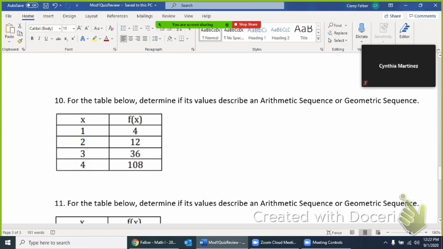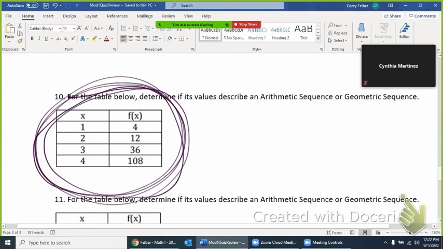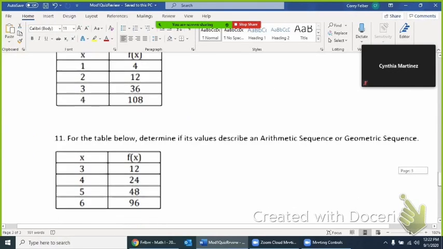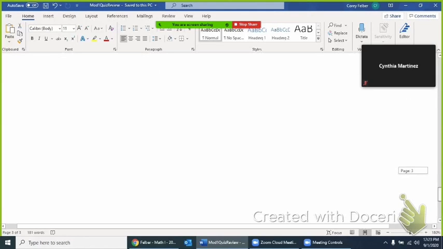All right, so here we have another table. Determine if it's arithmetic or geometric. So is it adding, subtracting? Is it multiplying, dividing? That's kind of cheap. I kind of gave you guys a little hint right there. You should recognize that table. So we should already know what's going on there. Same thing here. Adding, subtracting, multiplying, dividing. And that's it.